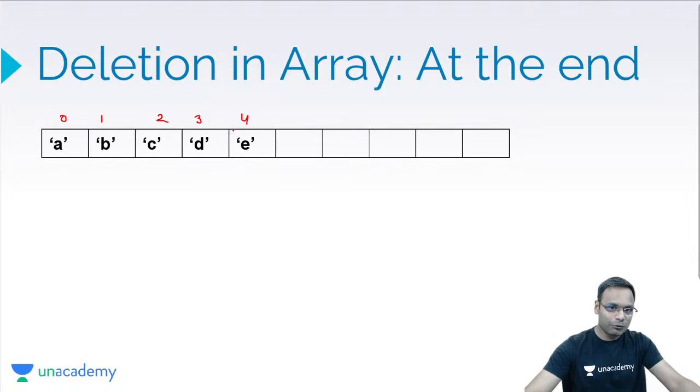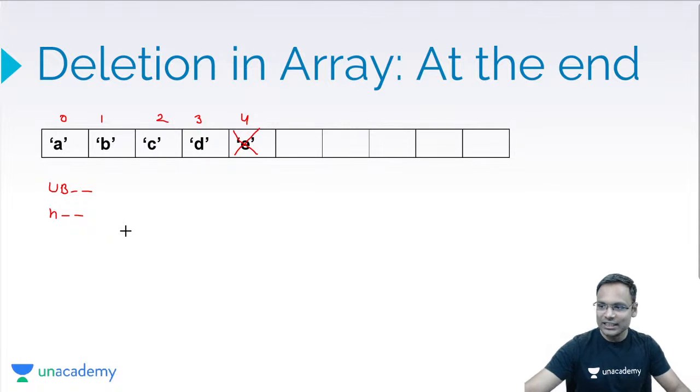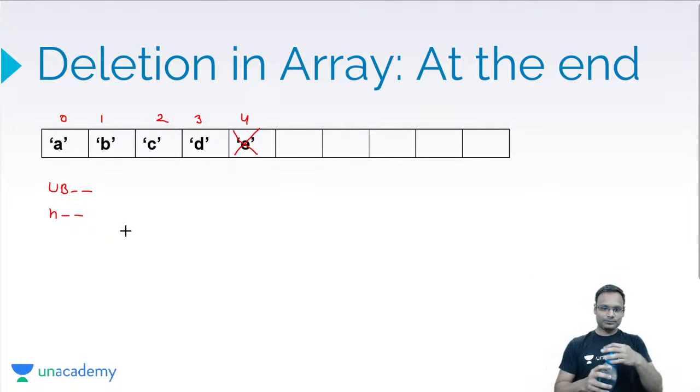It's very simple. If you want to delete this element, delete it. After deletion, what you need to do is just upper bound minus minus. That's it. And n minus minus. Once you do this, deletion done. एक बार किया, डिलीशन डन, और कुछ नहीं बचा.